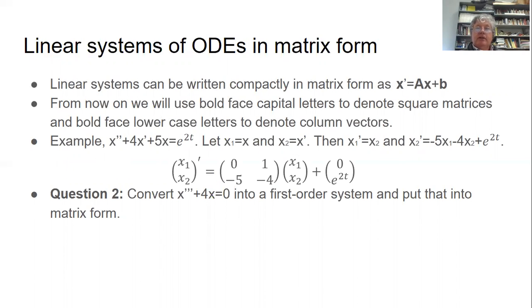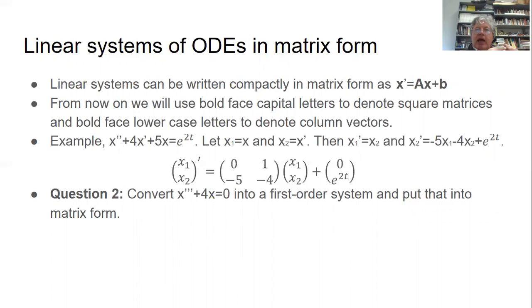Finally, let's have a look at linear systems of ODEs. We can put them in matrix form, right? If we've got a linear system, we can write it as x prime equals Ax plus b. Here x is our vector of dependent variables, A is the matrix of coefficients of our dependent variables, and b is the non-homogeneous part of the equation. This is going to be the convention we're going to use for the rest of the course.